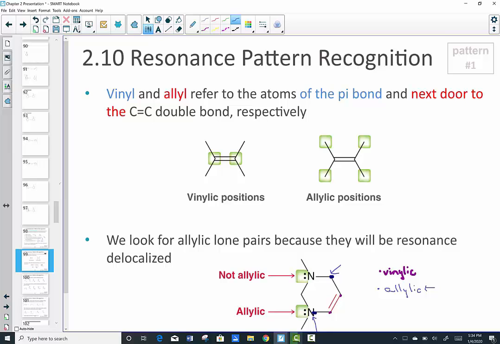So pattern number 1 talked about the allylic position. And let's just remind ourselves of these 2 definitions. The vinyl and allyl refer to atoms of the pi bond and next door to the double bond, respectively. So the carbons involved in the actual double bond are in the vinylic positions. Whereas the carbons adjacent to the carbons involved in the double bond are in the allylic positions. So with this structure, I can see that there would be 4 allylic positions.